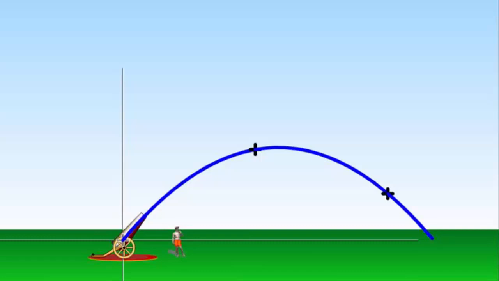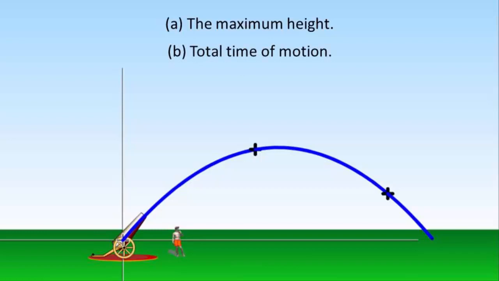From this initial condition, we can determine information such as what was the maximum height that the shell reached, how long the shell was in the air or the total time of motion, and how far it traveled, or its range. Let's start with the maximum height.